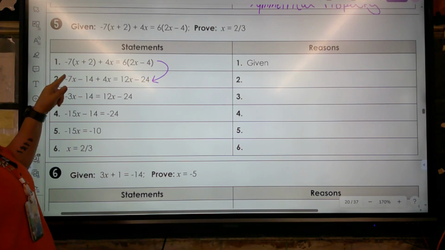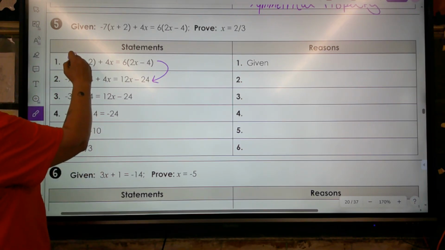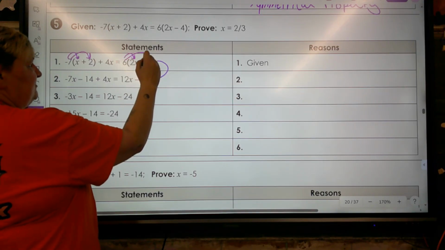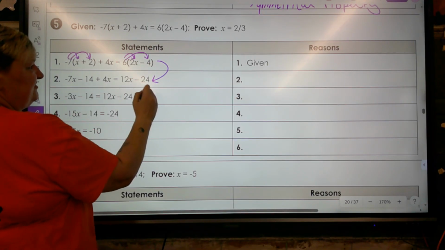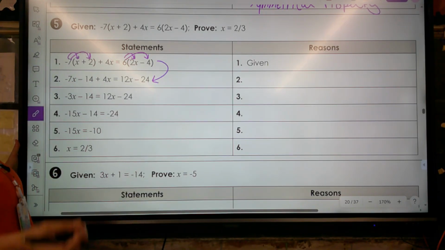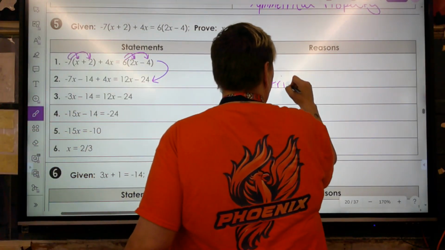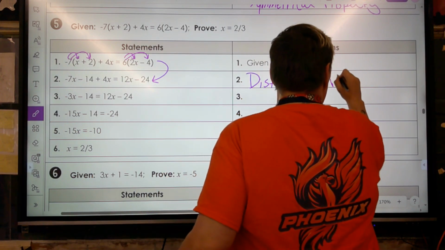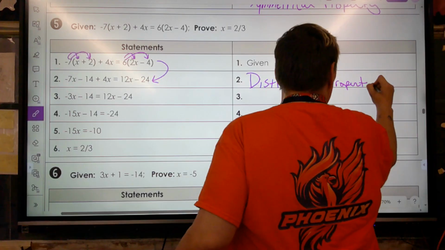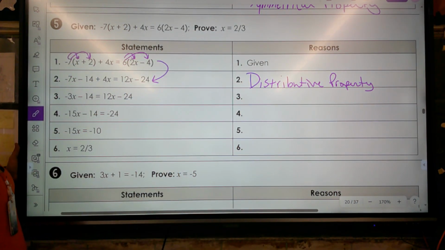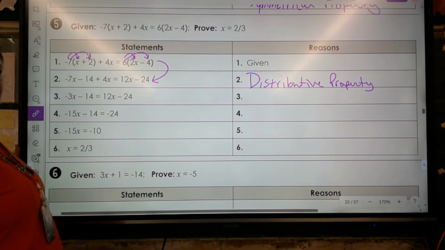So ask yourself, did they distribute? Negative 7 times x is negative 7x. Negative 7 times 2 is negative 14. Positive 6 times 2x is 12x. Positive 6 times negative 4 is negative 24. Yes, the first thing they did was distribute. Distributive property. Ask yourself, what did they do? And then tell me what property or definition or postulate or theorem they used to do it.